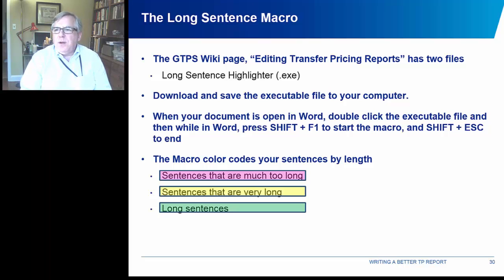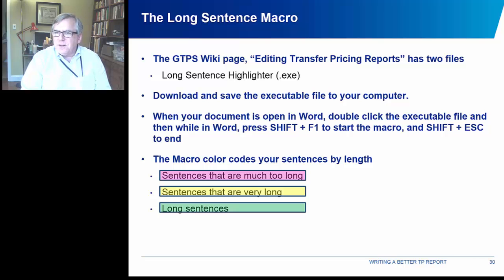If you have any sentences that are in that sort of pinkish magenta color, they are much, much too long and they absolutely must be pared down. If you have sentences that are in the yellow, they are very long and should be pared down. Sentences that are green, they're long. They could be pared down, but not as critical as the other two. If the sentence isn't highlighted at all, that means it's a relatively short sentence and probably doesn't need any editing for length at all.